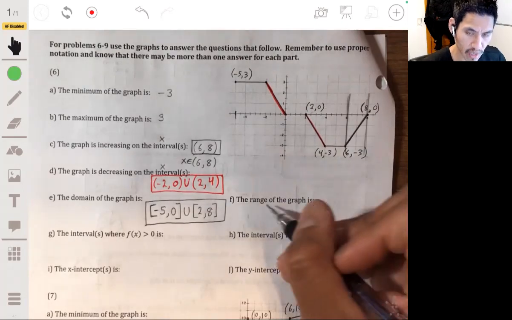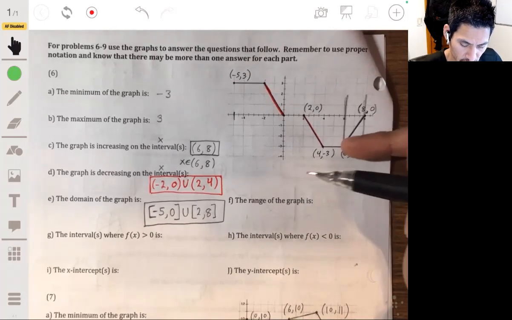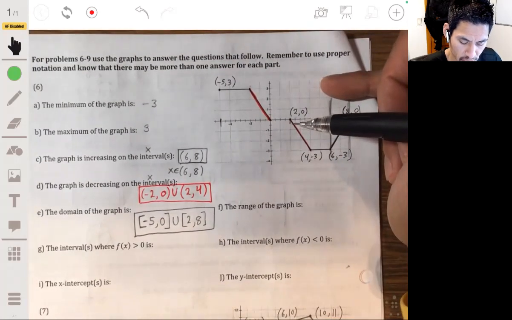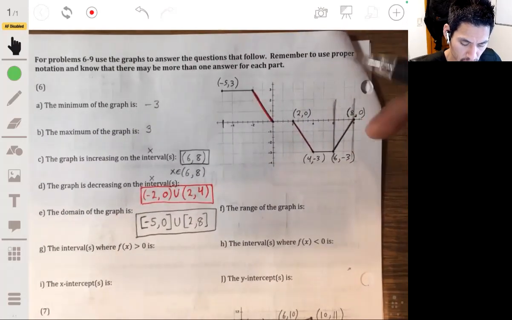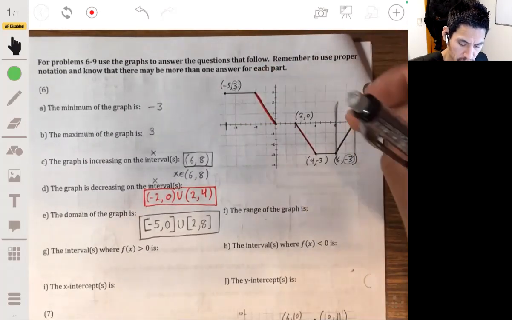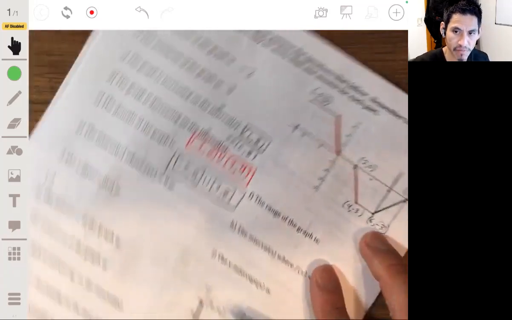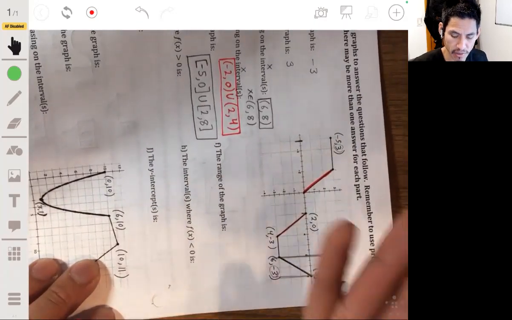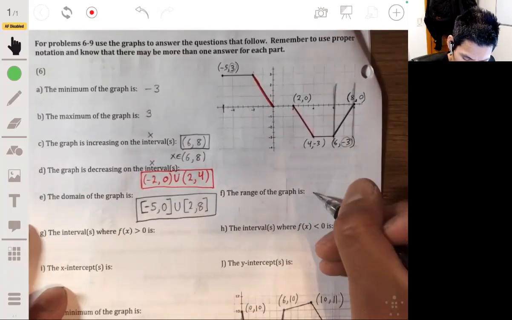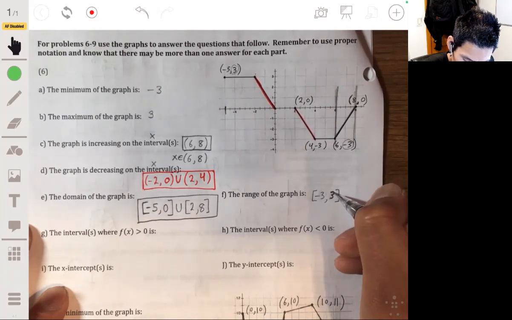The range is the y values, all the y values that the graph contains. So from the very bottom, we go from -3, the lowest y value, up to the largest y value, 3. From -3 to 3, bottom to top. Let me circle those. Even though we have a gap in terms of x, we don't have a gap in terms of y. So all the y values are included. So we can put -3 in brackets, 3 in brackets. That'll be the range.